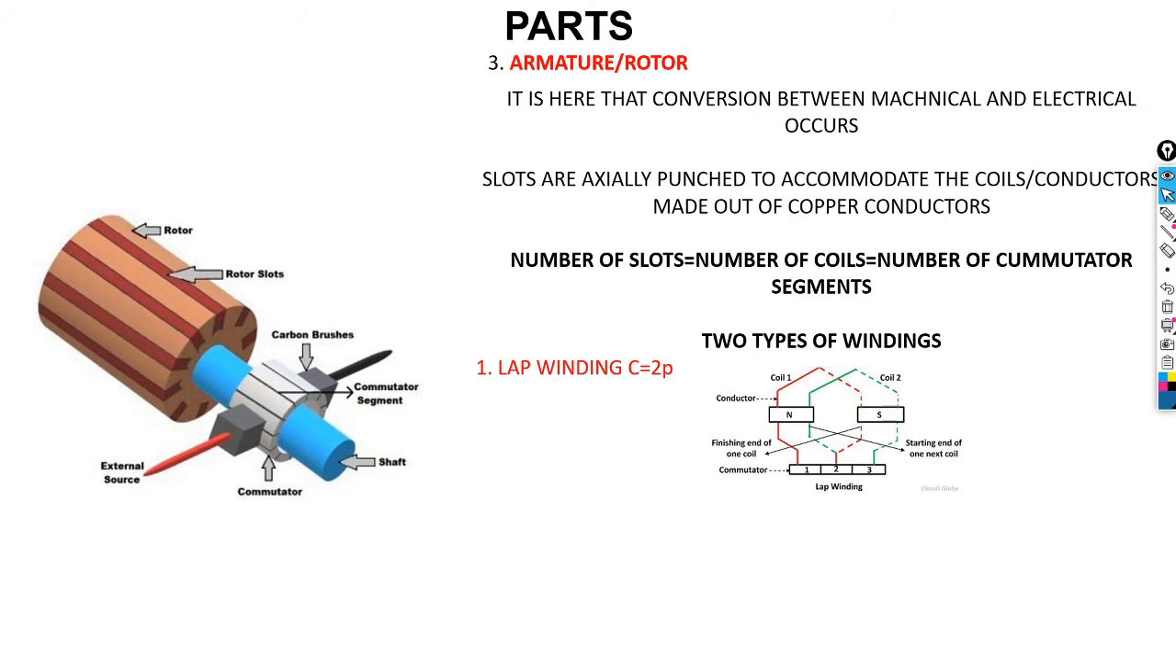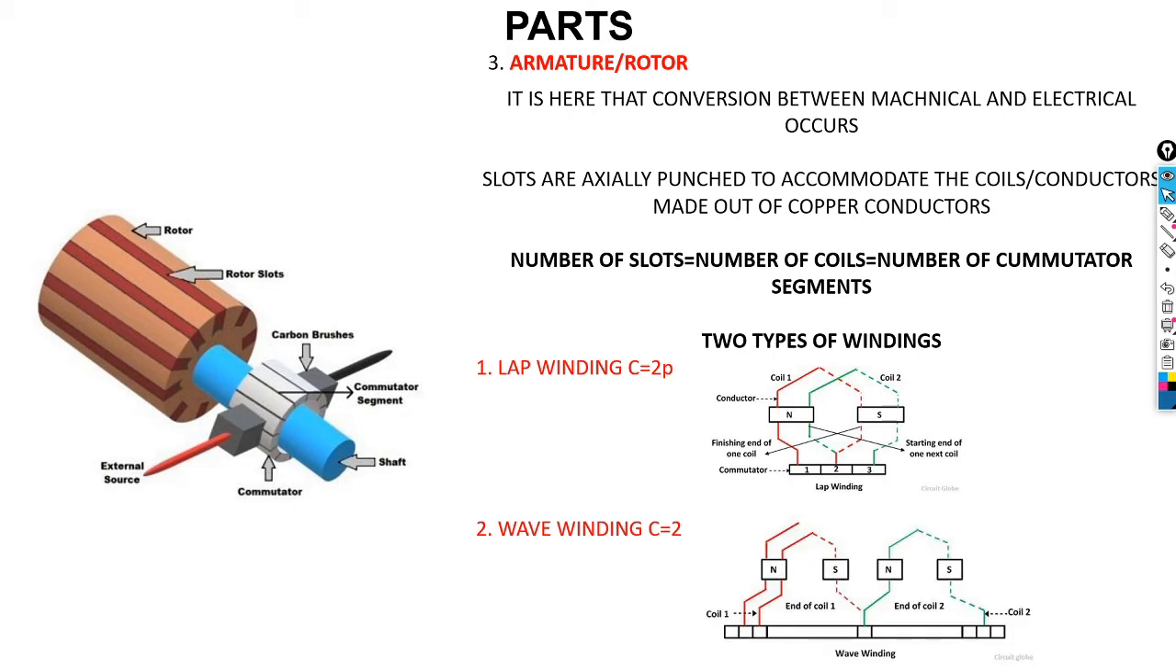And then you have another type of winding, which is wave winding. Our number of conductors will be equal to 2C. And this is the type of wave. That's how we do those windings in the rotor.